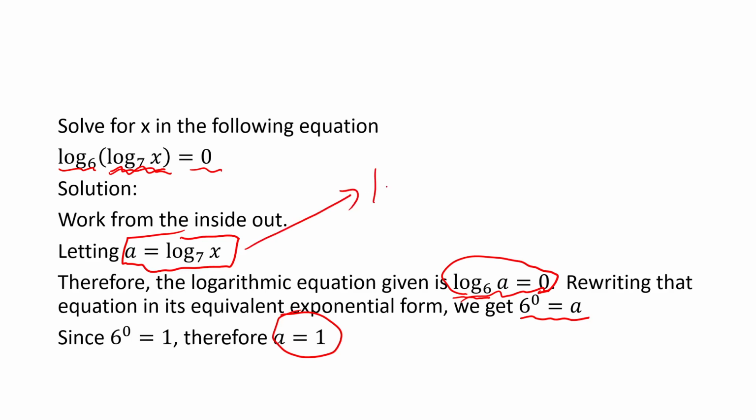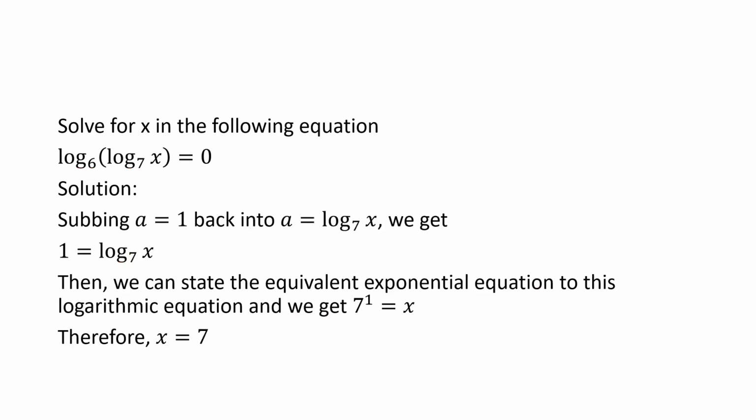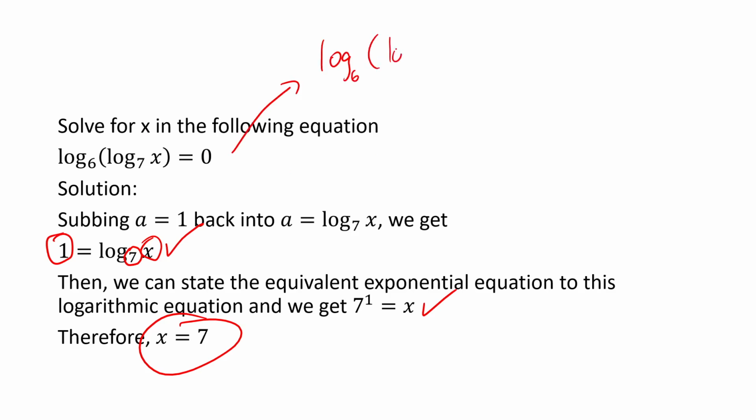So that means log base 7 of x is equal to 1, and once you see that, you can rearrange it: 7 to the exponent 1 equals x, so x ends up being 7. In fact, if you try it, that makes sense. The log base 6 of log base 7 of 7, what does this equal? Well, the log base 7 of 7 is equal to 1, because 7 to the exponent 1 is equal to 7.